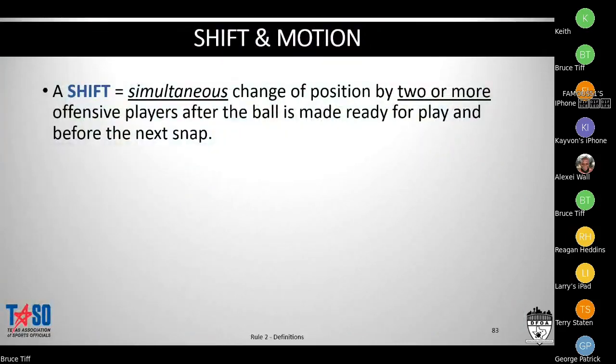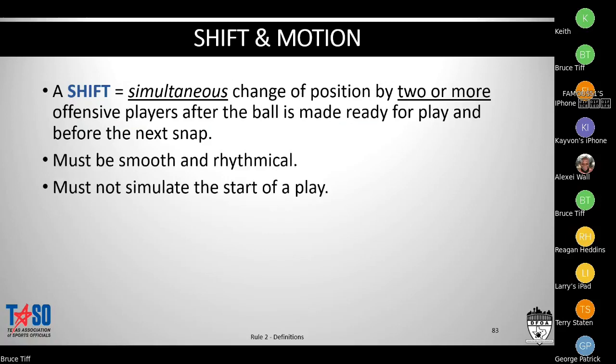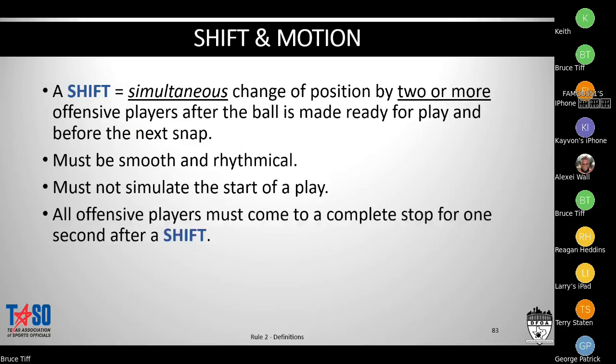Shift in motion. A shift is a simultaneous change of position by 2 or more offensive players after the ball is made ready for play and before the next snap. It must be smooth and rhythmical, and must not simulate the start of a play. All offensive players must come to a complete stop for 1 second after a shift.